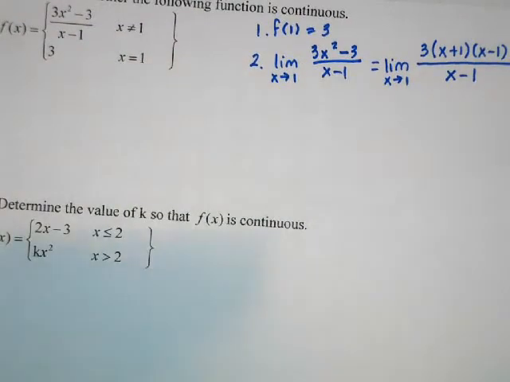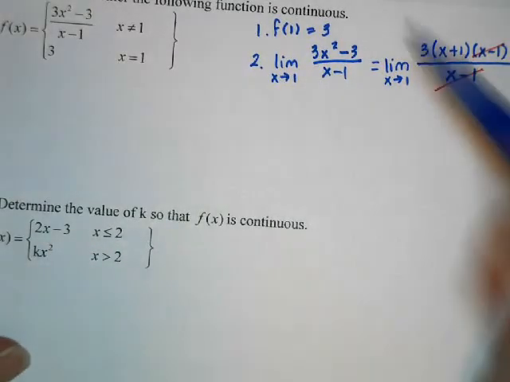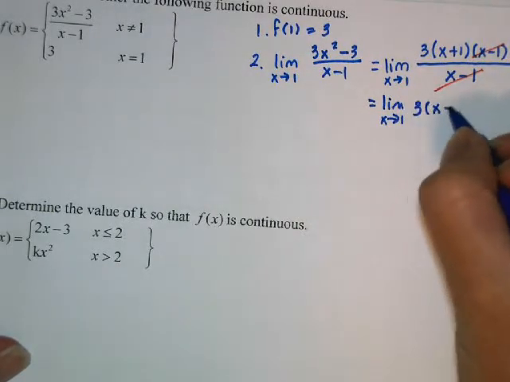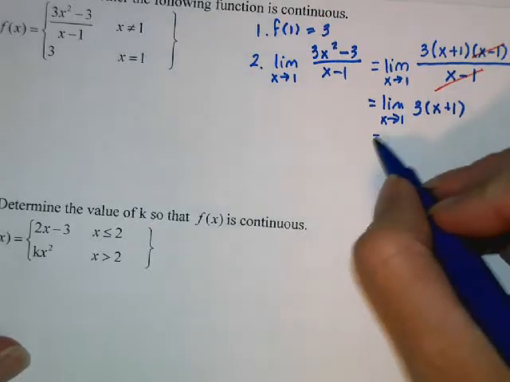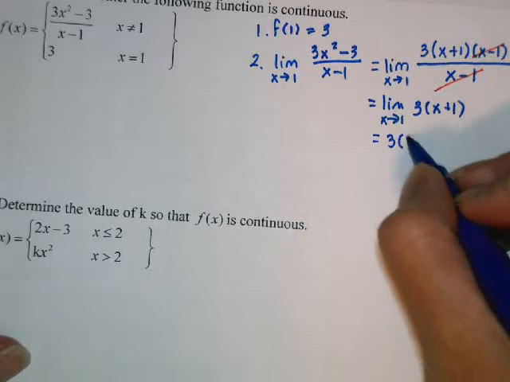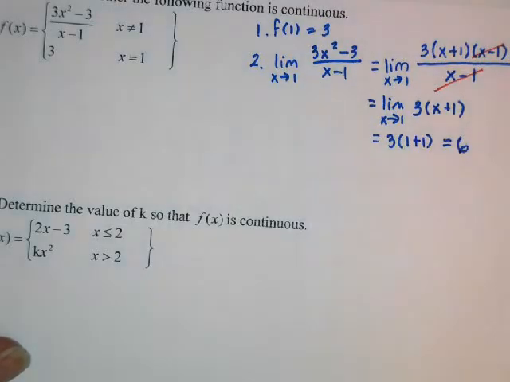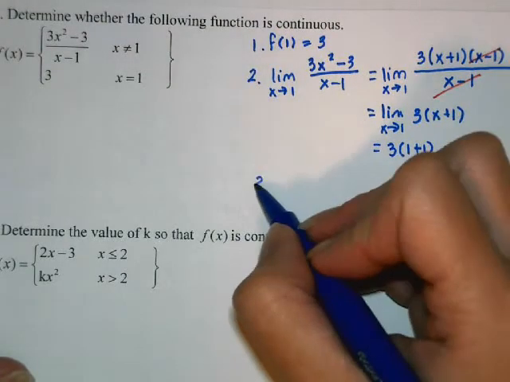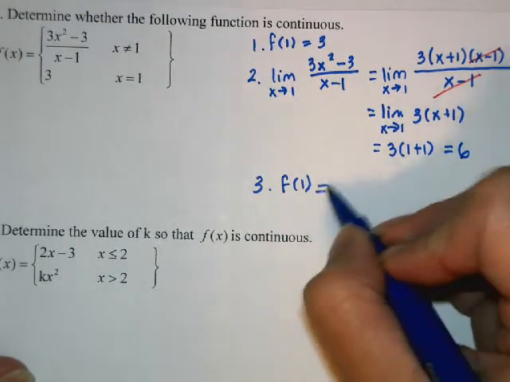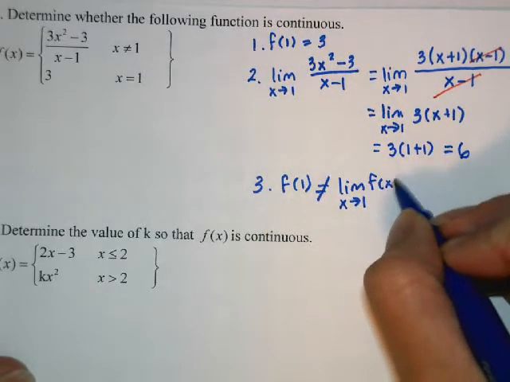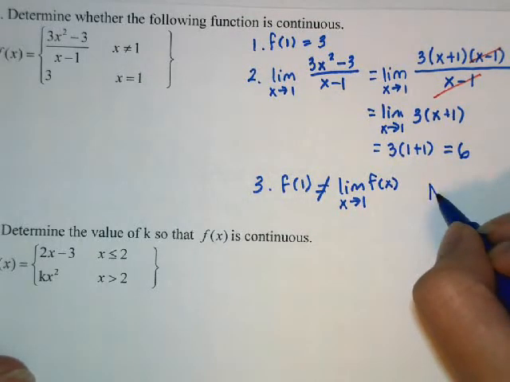So then I have an x minus 1 on the top and an x minus 1 on the bottom. So then this limit is the limit as x goes to 1 of 3 times x plus 1, which is going to be 3 times 1 plus 1, which would be 6. So it has a function value and it has a limit value, but they are not equal. So f of 1 does not equal the limit as x approaches 1. So this is not continuous.